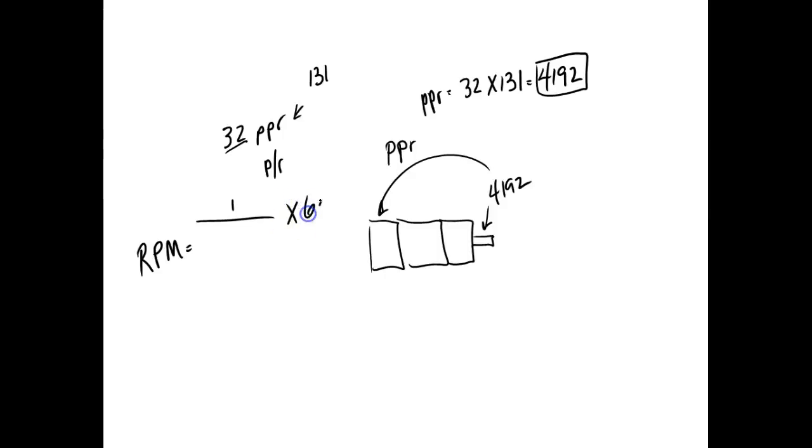Times 60 out here, right? So this is going to be the number. This is going to be 4,196 times the frequency, right? Then we take the reciprocal of that and multiply it by 60, and that'll give us our RPM. Over here we're getting 32 pulses per revolution. Over here, we're getting 4,192 pulses per revolution. You understand the difference?